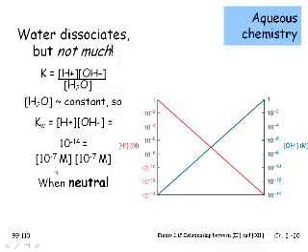So at neutrality, you have 10 to the minus 7th molar protons and 10 to the minus 7th molar hydroxide ions. You don't have very much of either one of them. That would be neutrality. And because the dissociation constant is a constant, if you have a higher concentration of protons, you're going to have a lower concentration of hydroxide ions. If you have a high concentration of hydroxide ions, you're going to have a lower concentration of protons.